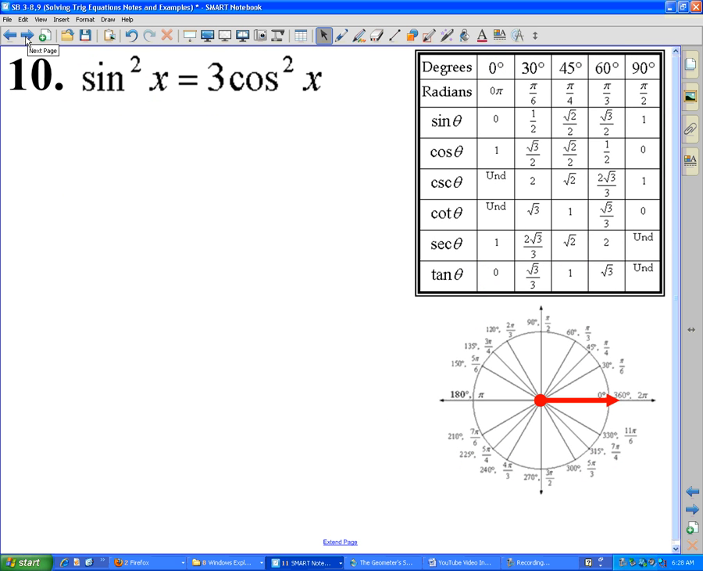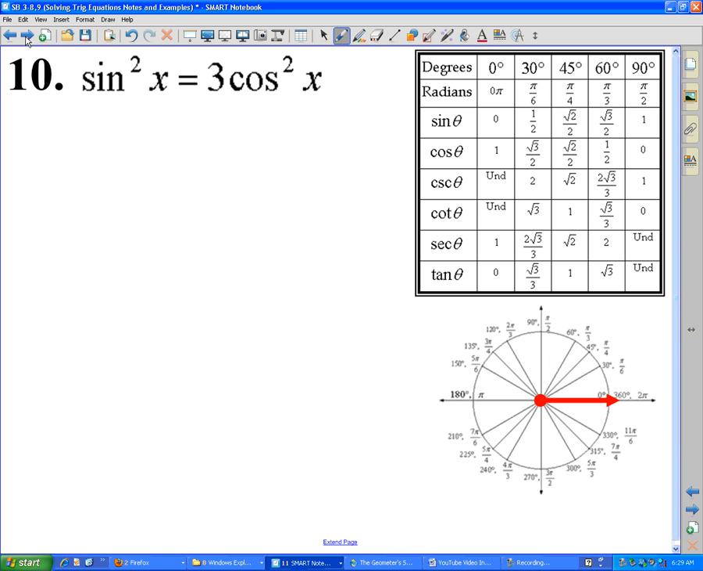Okay, look at problem 10. Problem 10 is a little tricky because it doesn't just have one function. It has some sine squareds and some cosine squareds. Here's the way around that. There's actually a couple ways around it, but here's what I think is the better way of doing this, because this will help you down the road in a lot more problems. We're going to use substitution.